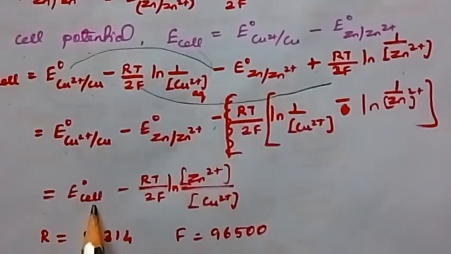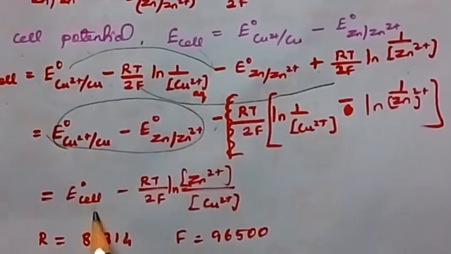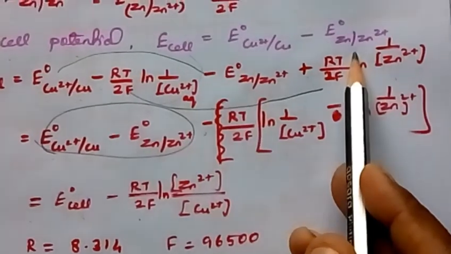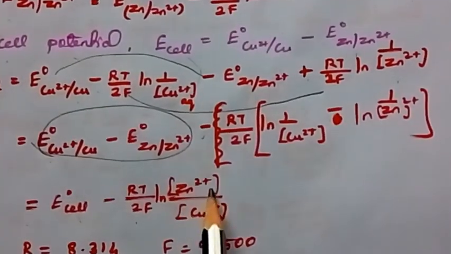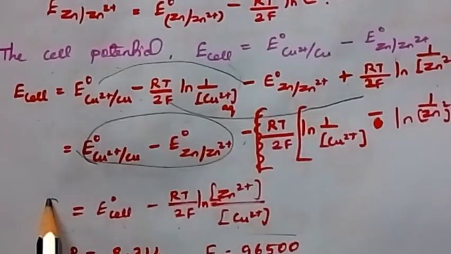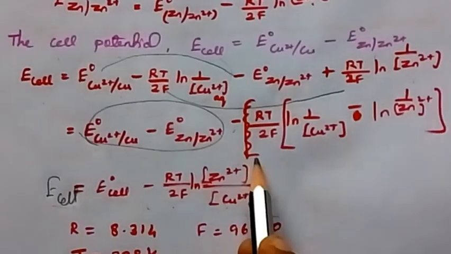So this overall term is called E naught of the cell, minus RT by 2F, and it becomes plus, so ln of Zn2+ by Cu2+. This is the overall reaction. That is, EMF of the cell is equal to E naught of the cell minus RT by 2F ln Zn2+ by Cu2+.